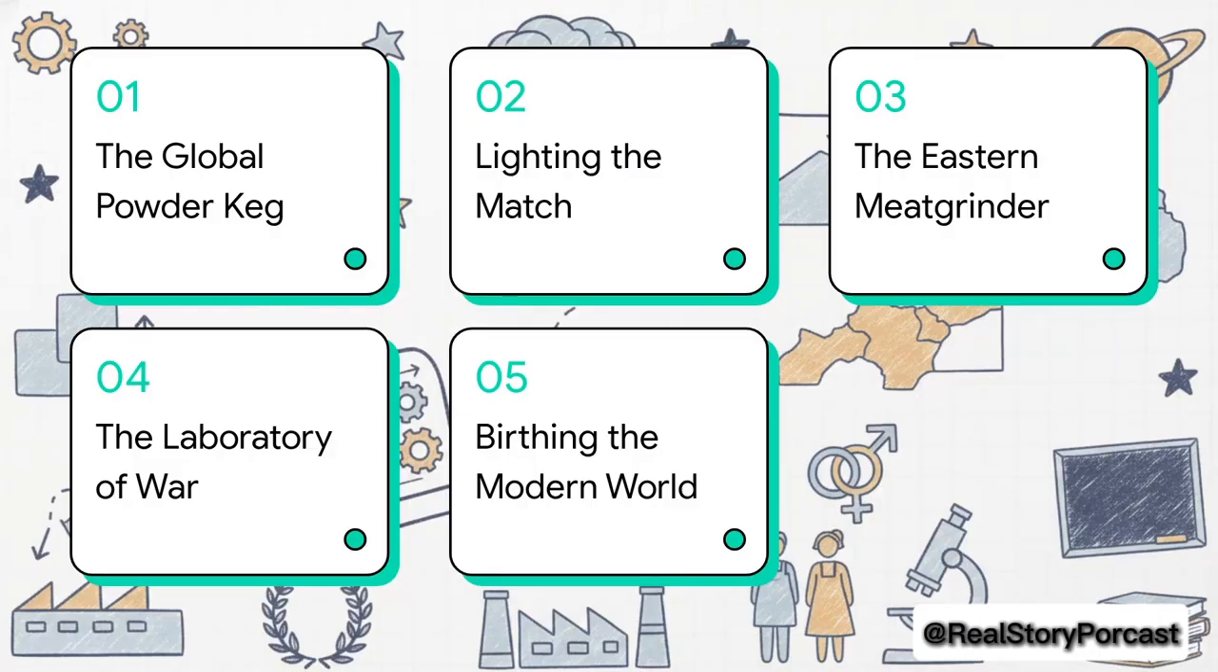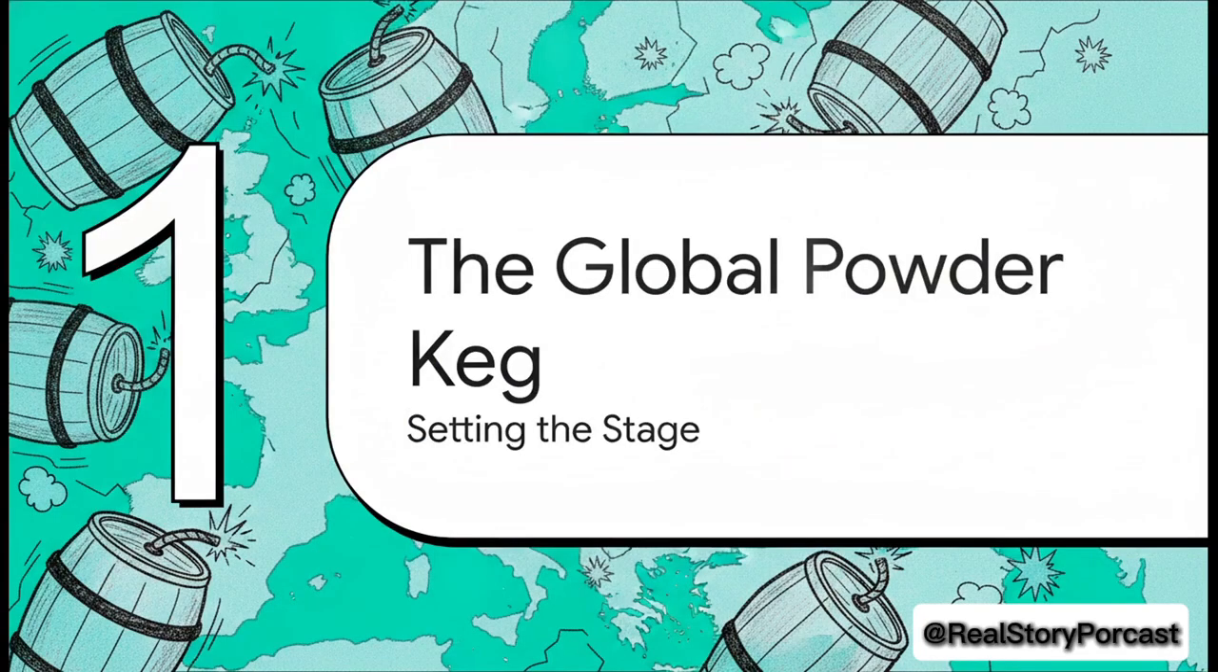To make sense of this complex history, we're going to follow a clear narrative arc. We'll start with the global powder keg, move into lighting the match, navigate the Eastern meat grinder, explore the laboratory of war, and finally look at birthing the modern world. Let's start with Section 1, the global powder keg.